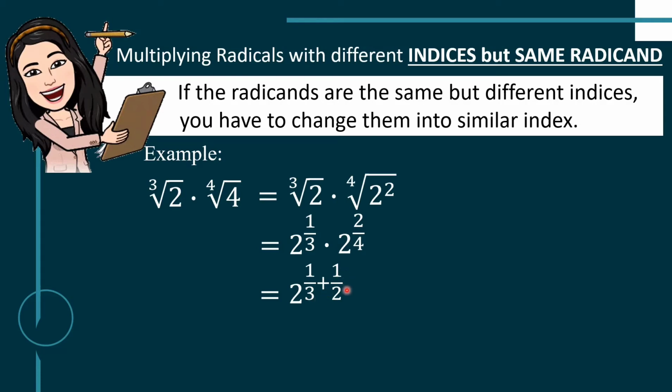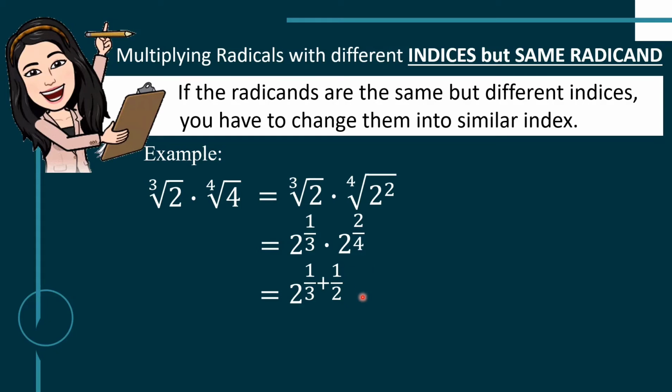Ma'am, paano naman naging 1/2 yun? Tingnan nyo yung 2/4. Diba pwede siyang i-simplify? Yes, that is by dividing both sides by 2. Kaya naging 1/2, kasi 2 divided by 2 is 1, 4 divided by 2 is 2. So, kaya po siya naging 1/2. Nakuha yon, yung part na yon.